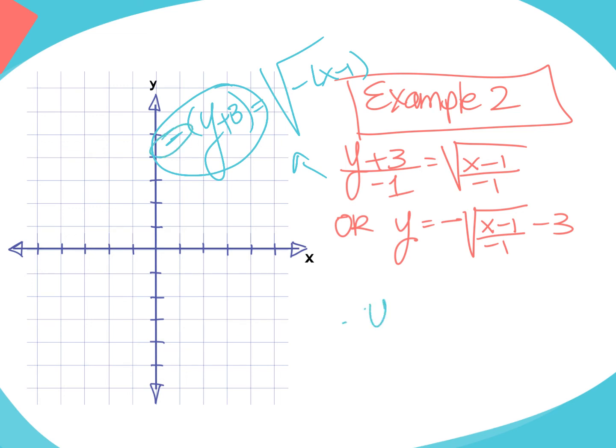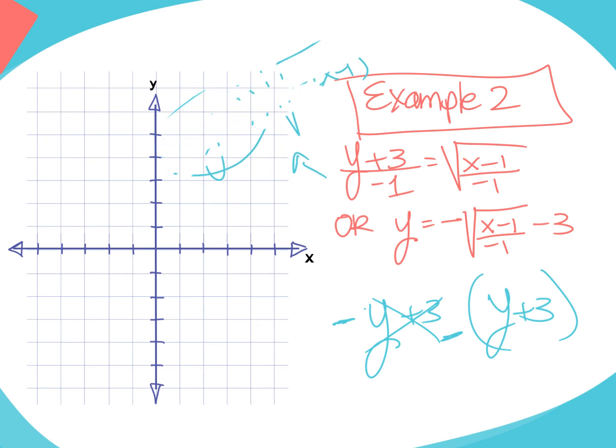Let's say you have a y. You don't put the y first and then add the 3. It's the other way around. You add the 3 first and then the minus affects it. Okay? So just keep that in mind. So let's see what's going on with that graph.